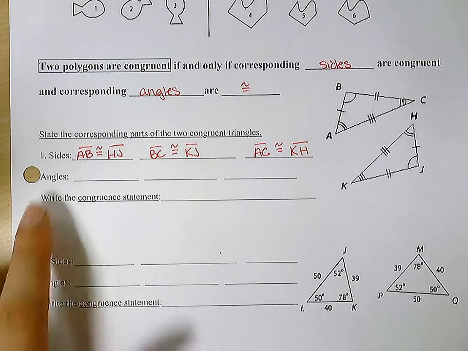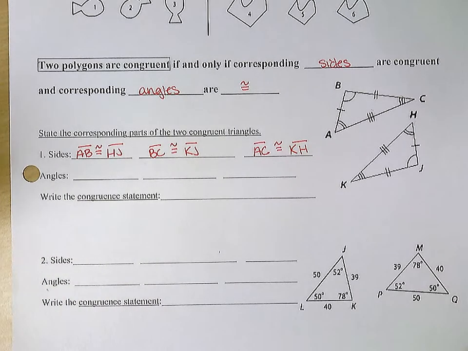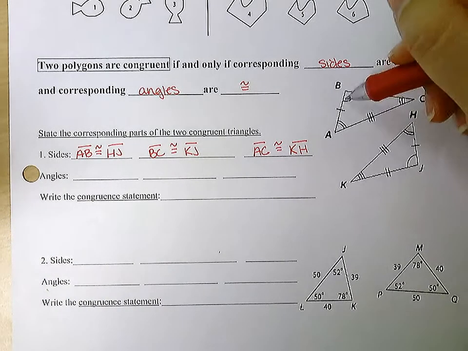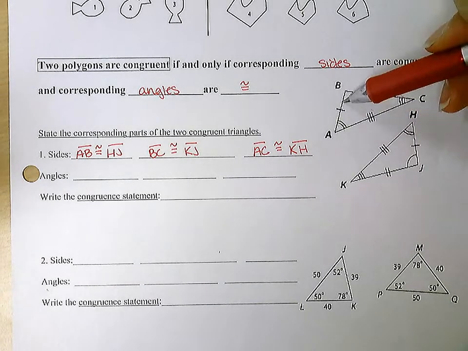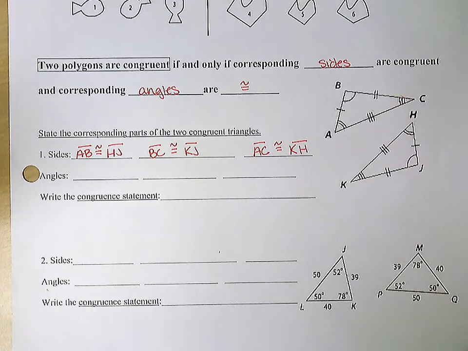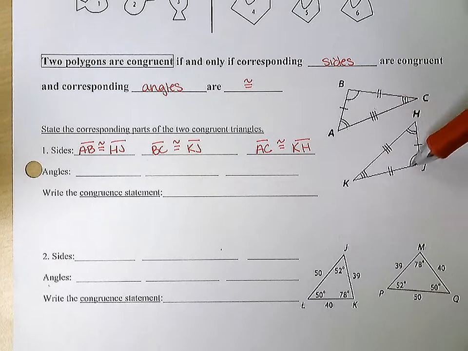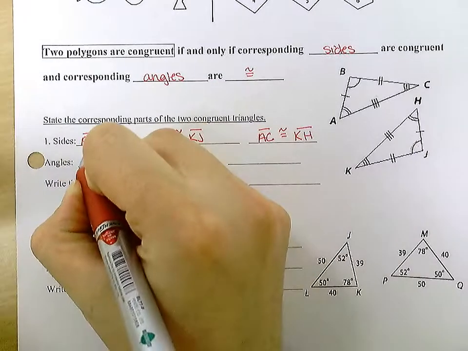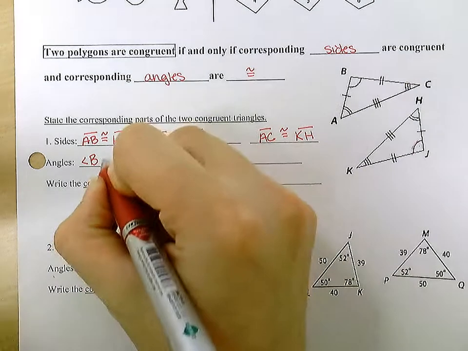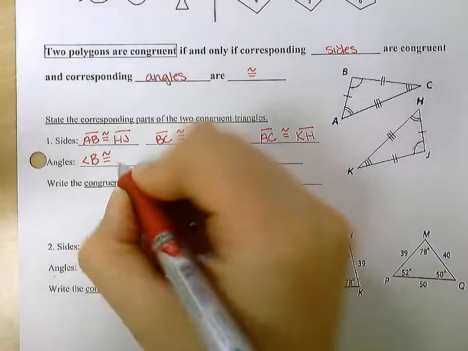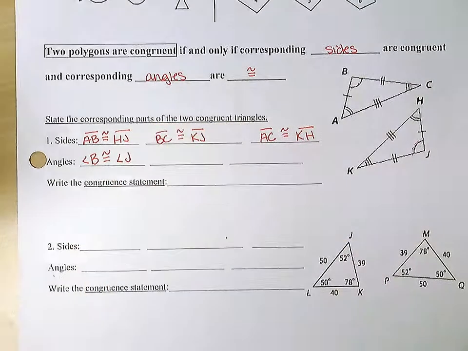Okay, next we're going to do the angles. So we want to do that same process with our angles. So to label congruent angles, we use this little dash mark in the angle. So angle B has 1 dash. So I have to find that single dash in my angle in the other triangle, and that would be J. Okay, so here I would state that angle B, yes, that's an angle symbol. Angle B is congruent to angle J.